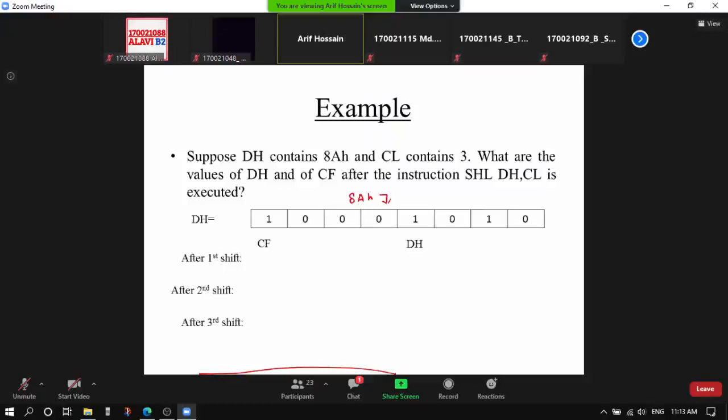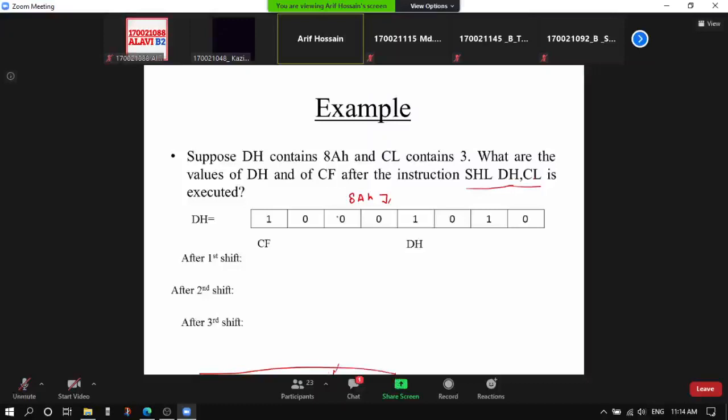In the previous slide, I told you about only one single shift. But if you want multiple shifts, then the number of shifts that you want will always be stored in CL. That's why it says that CL contains 3. And the instruction is SHL DH comma CL. That means you want 3 shifts, not a single shift. If you had targeted a single shift, instead of CL, you could have written 1. But if you want more than one shift, then that value should be stored in CL only. Is it okay? Yes, sir.